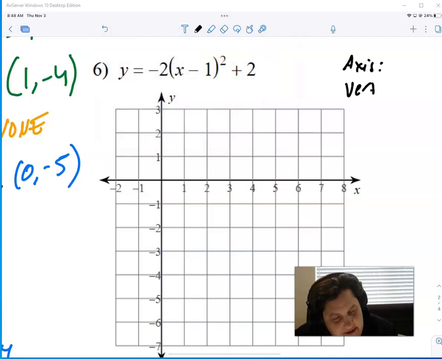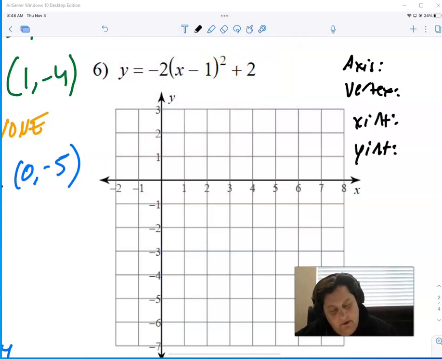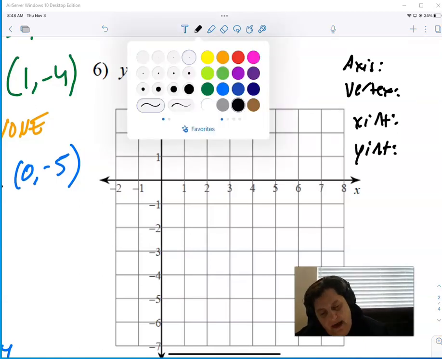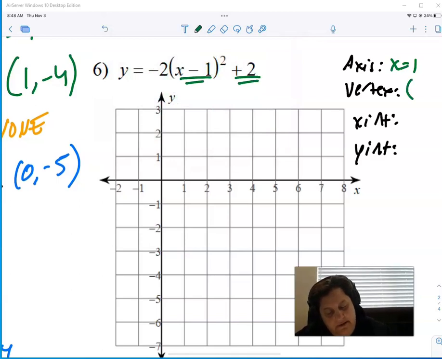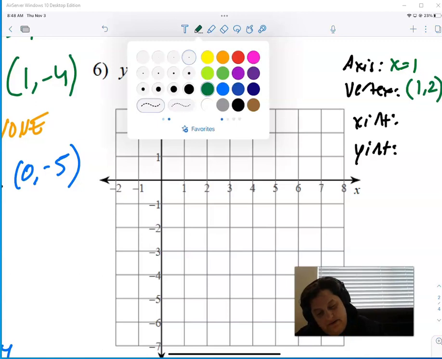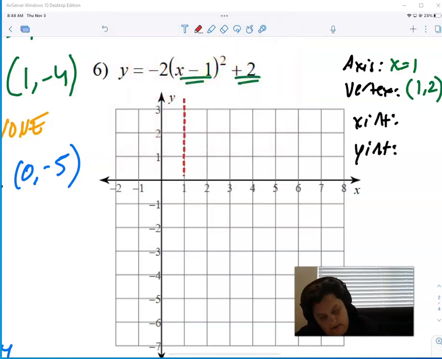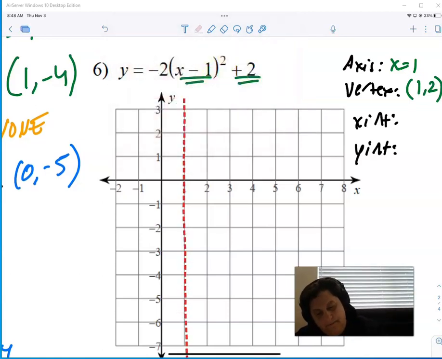Okay, let's take a look at axis, vertex, x-intercepts, y-intercept. Okay. The axis of symmetry is opposite. Then the vertex is same, so opposite same. Axis positive 1 with the vertex at the point 1.